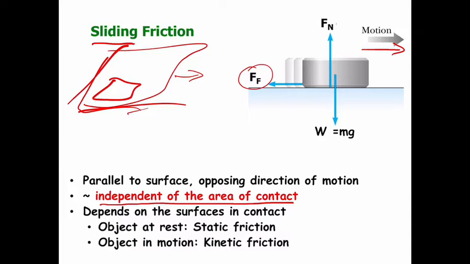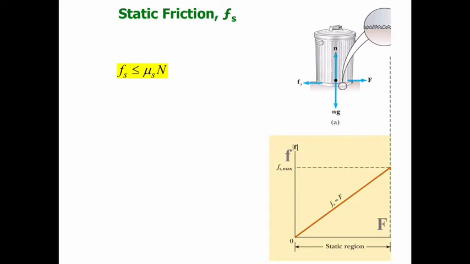So if we have an object at rest, we have static friction. We have an object in motion, we have kinetic friction. So when we're talking about something that is sliding, we are talking about kinetic friction. Now for static friction, that is an object that is sitting still.